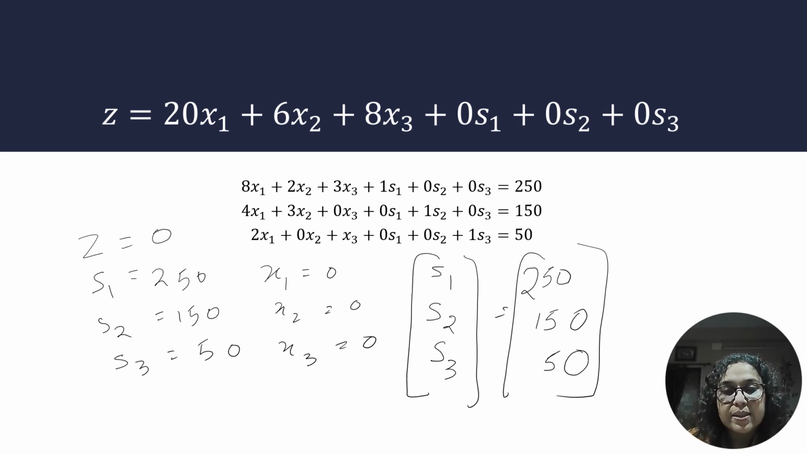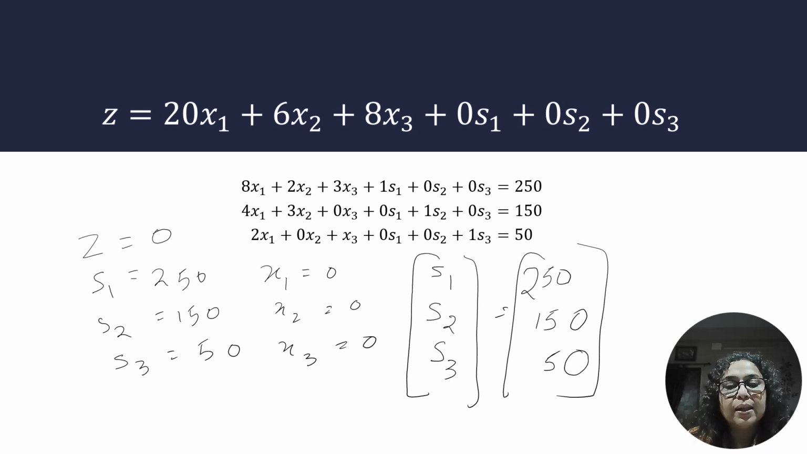Now, why is it the basic feasible solution? First of all, it's feasible because you can see all these three constraints are satisfied. S1 is equal to 250, S2 is equal to 150, and S3 is equal to 50, and the rest is 0. So the constraints are satisfied, so it is feasible.